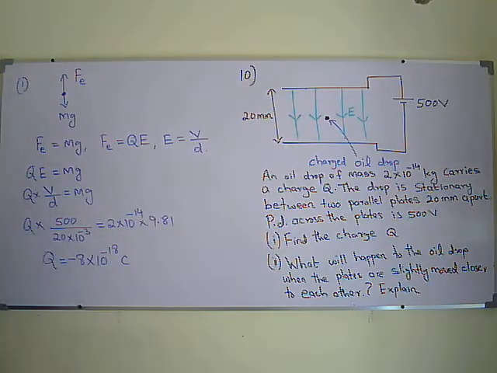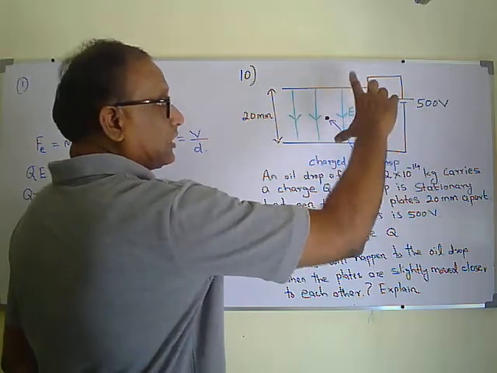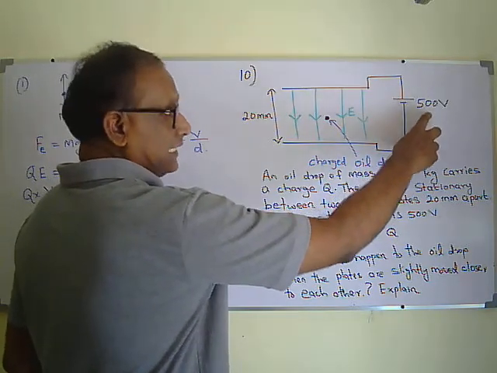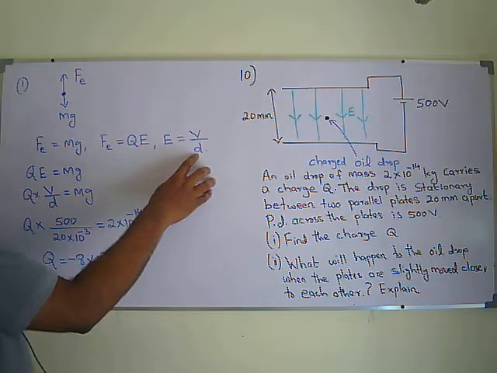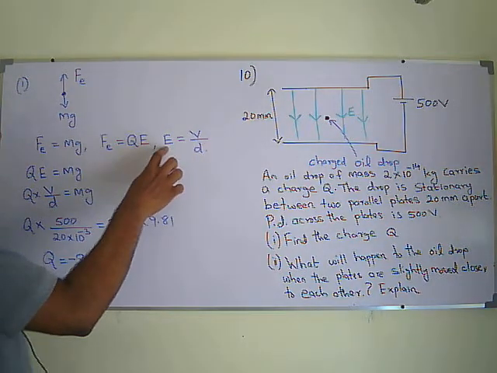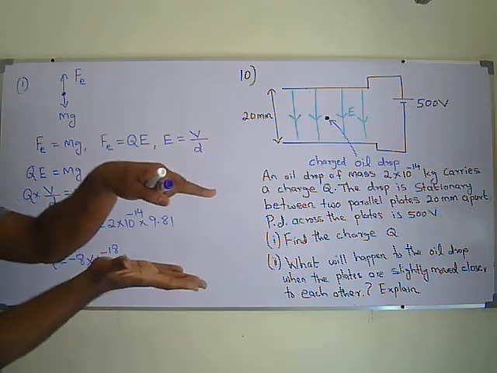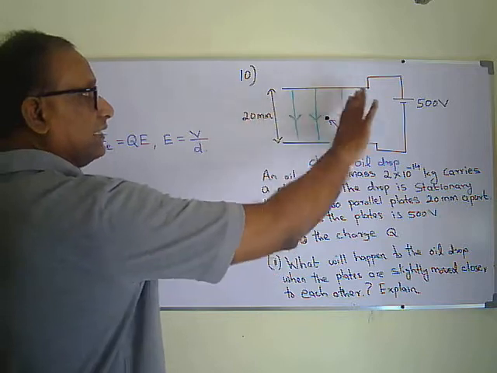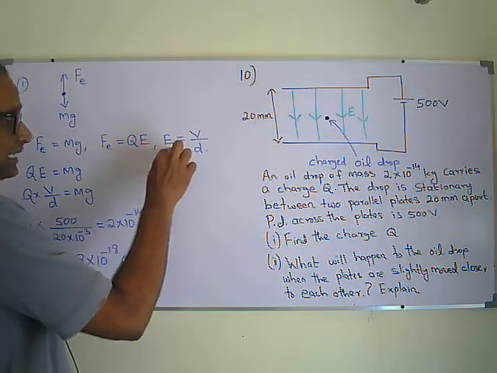What will happen? Okay, so since the voltage across the plates remains unchanged because 500 volt, V will remain unchanged. So d is decreasing. Electric field strength will increase. Okay, when you bring the plates closer to each other, the electric field strength in the region between the plates will increase.